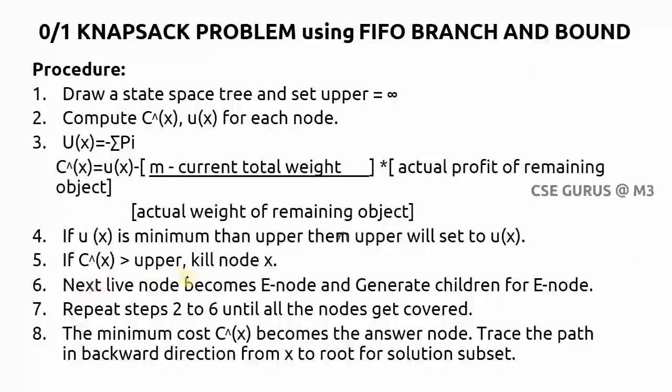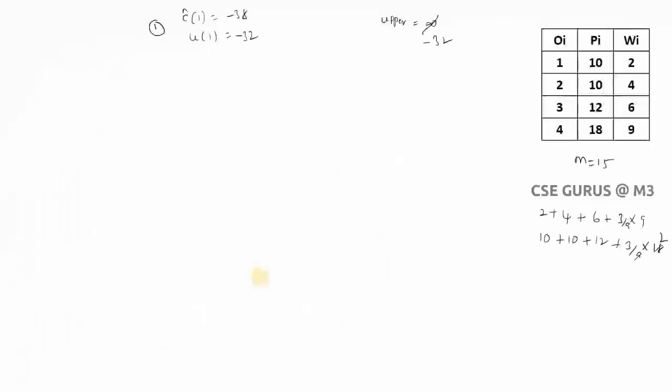And the next live node becomes the E node. See how the nodes are coming in order; in that order only you need to consider the next E node. That's why here we call it FIFO branch and bound. So first the node coming is 1, and for that I am generating 2 and 3 here. So the next nodes are 2 and 3. Since 1 is generated, the next E node will be 2.